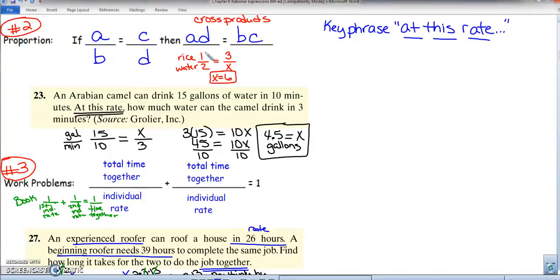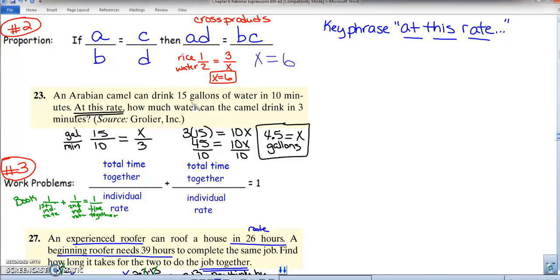For example, in cooking rice, you usually have 1 cup of rice to 2 cups of water. So if I wanted to do 3 times the recipe, I would use 3 cups of rice. How many cups of water would I use? Well, again, we could do the cross products here and say that 1 times x is equal to 2 times 3, which is 6. So you would need 6 cups of water to make that happen.